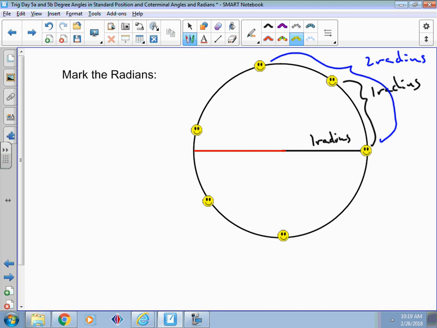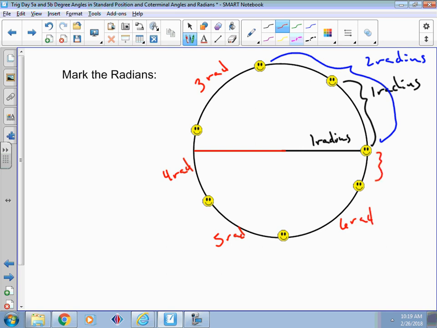Another radius, and another radius, and another radius. Oh, looks like it's a little bit long of 6 radiuses. So here, that would be 3 radiuses. This is 4 radiuses, 5 radiuses, 6 radiuses, and then there's this little bit left. So this is called a radian. The angle that's made between 2 radiuses is called a radian.